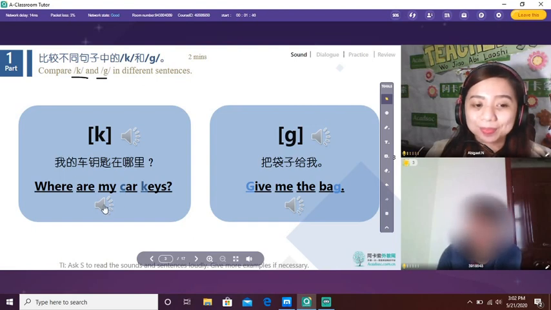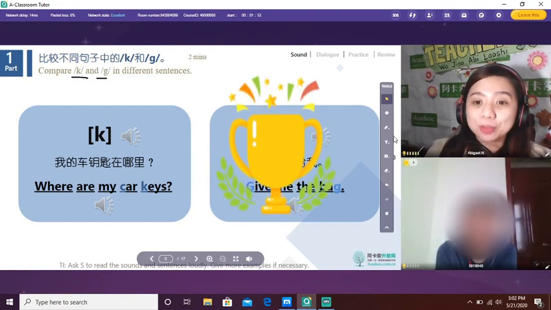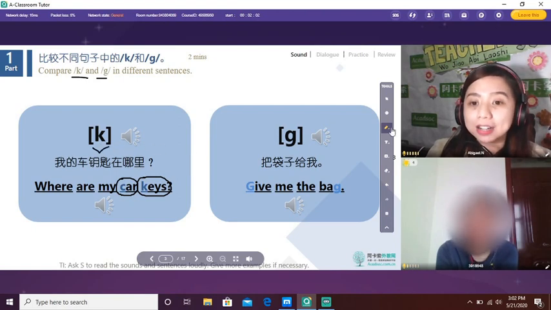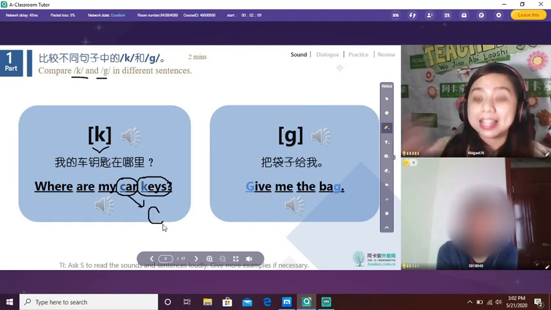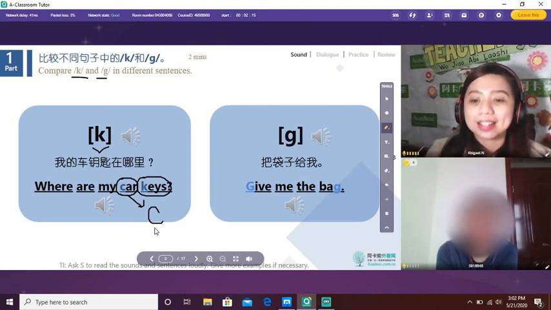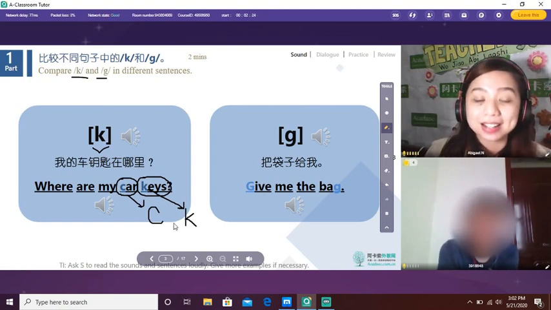Yes. Where are my car keys? Where are my car keys? Yes, you got it, Jin. Remember, these words, car and keys, they have the sound of k. Car starts with C, right? The word begins with C, but you also get the same sound, k. Then keys, it starts with the letter K, but it also has the sound of k.